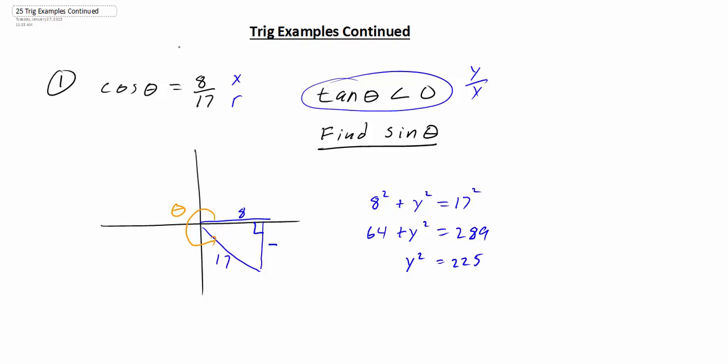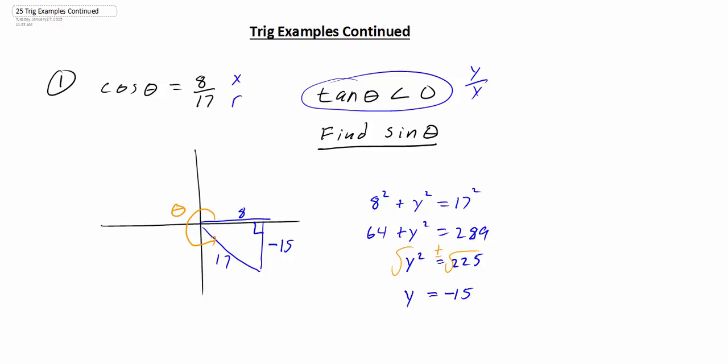Now notice what happens here. We have to take the square root just like before, and we could get plus or minus, and the square root of 225 is equal to 15. Now, is it going to be positive or negative? Well, in this case, looking at the diagram over here, we already said we're in the fourth quadrant, so that means we have to have a negative 15 because here the y value is going down.